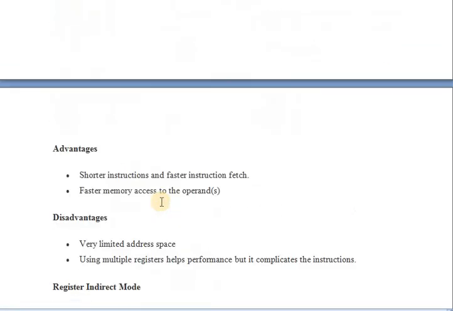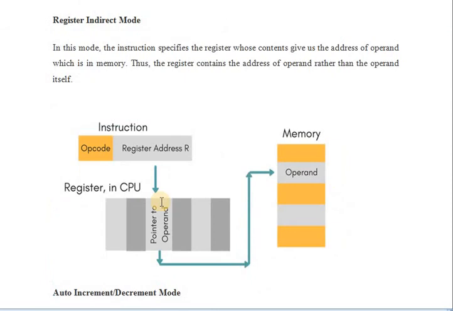Now we will see the register indirect mode. In this mode, the instruction specifies the register whose contents give us the address of the operand which is in memory. Thus the register contains the address of an operand rather than the operand itself. The last address mode we have seen is register mode, that is, now register indirect mode.